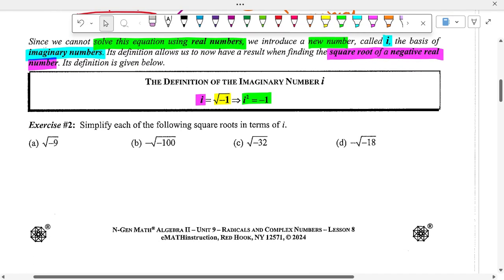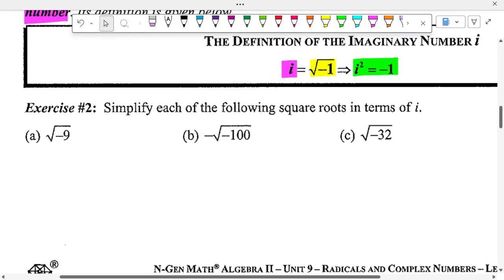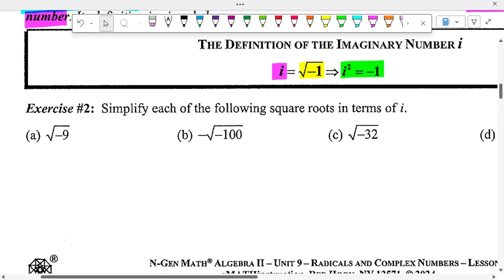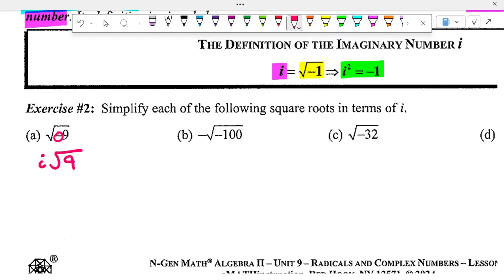So writing things out in terms of i is really easy. Here's how I remember i's. If there's a negative under the radical, the very first thing you want to do is get that negative out from under the radical, and the way you do that is you take an i out. So I'm going to rewrite this one as i square root of 9. Now that the i is on the outside, we can take the square root of 9 like normal. What's the square root of 9? 3.